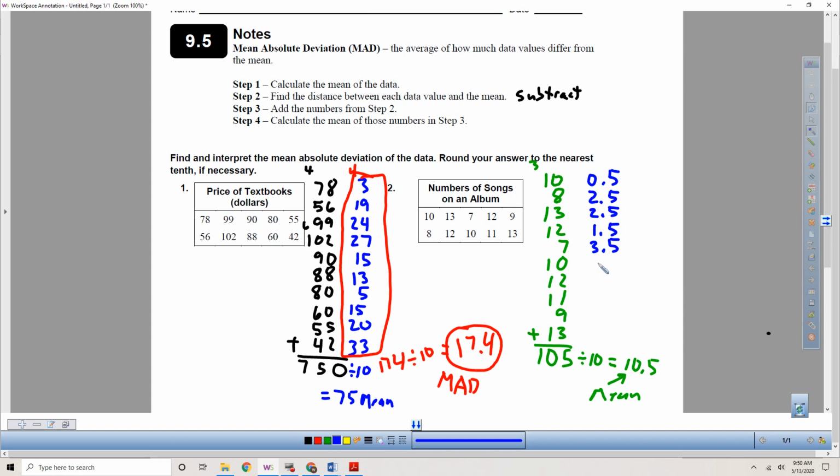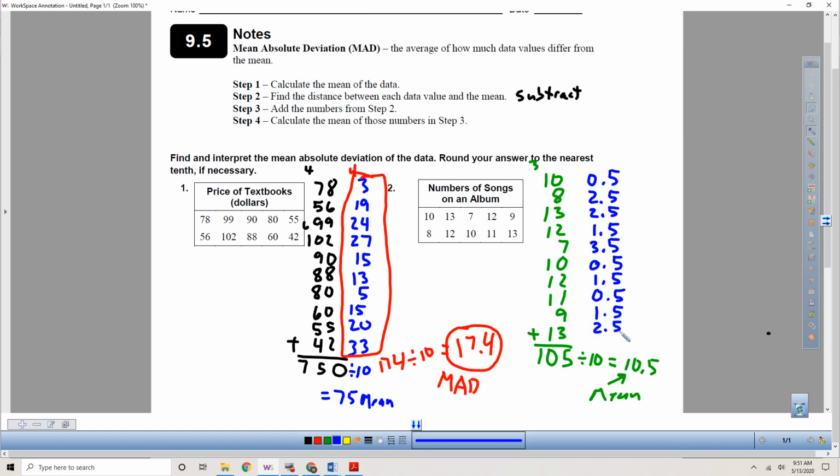10 to 10.5, that's easy, 0.5. 12 to 10.5 is a difference of 1.5. 11 to 10.5 is a difference of 0.5. Notice I always keep these positive numbers. 9 to 10.5 is 1.5, and then 13 to 10.5 is a difference of 2.5.